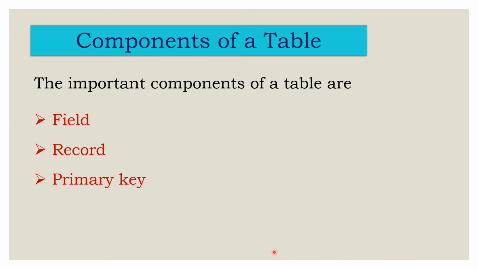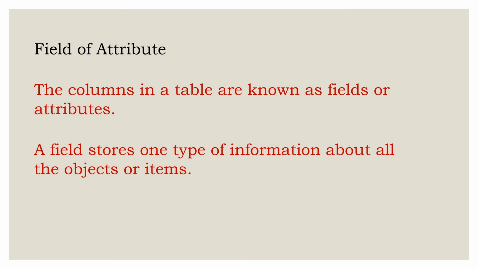Next we can move to components of a table. The important components of a table are field, record, and primary key. Field or attribute. The columns in a table are known as fields or attributes. A field stores one type of information about all the objects or items.